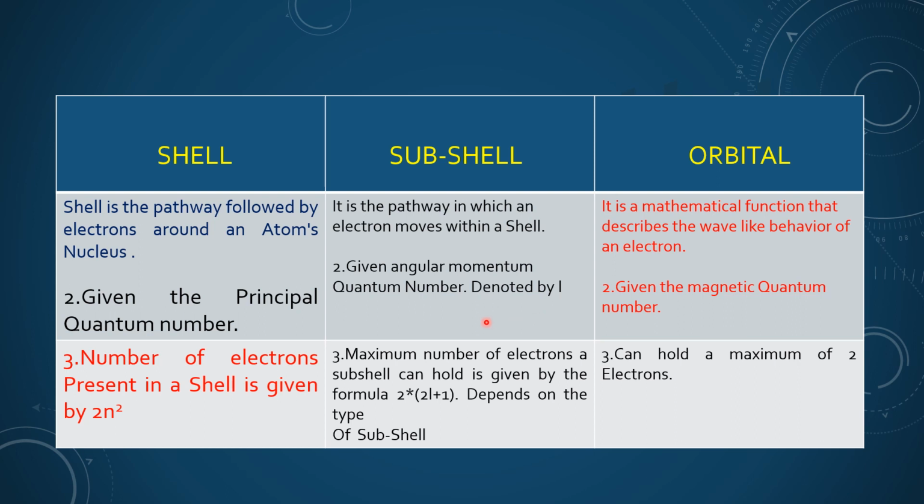For example, take the case of first shell, n is equal to 1, K shell. How many subshells are present? Only one subshell is present. In the case of the second one, n is equal to 2, that is L shell. Two subshells are present. In the case of M shell, three subshells are present. In the case of the fourth shell, four subshells are present. Are you clear about that one? So the number of subshells present in a shell is equal to n itself.